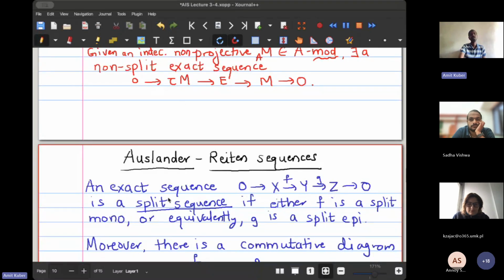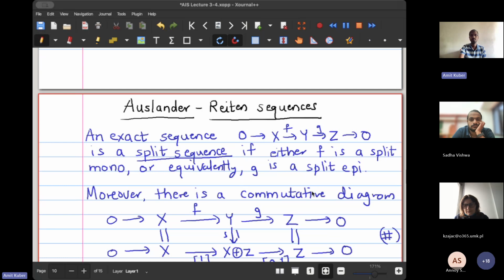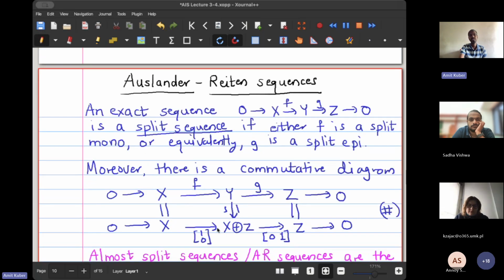Okay, so a short exact sequence is said to be a split exact sequence if either F is split or G is split. I mean, F has to be a split mono or G has to be a split epi. In fact, if you have one, then the middle object is isomorphic to X direct sum Z. Whatever this Y is, it is immaterial. Up to isomorphism, it is just X direct sum Z. This first map is (1, 0), and the projection map is the projection onto the second component, up to isomorphism.